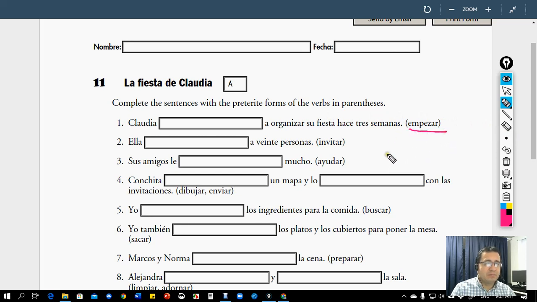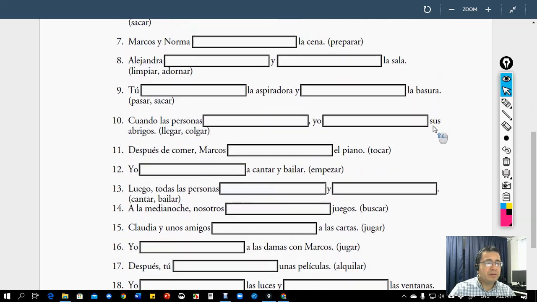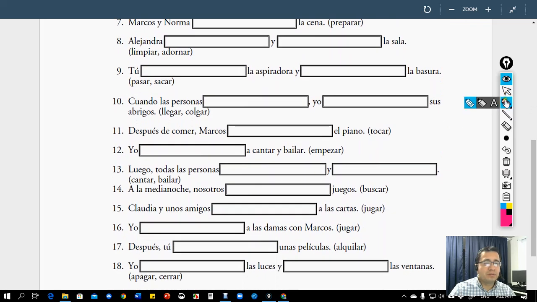Empezar, invitar, ayudar. Empezar is to start, invitar to invite, ayudar to help, dibujar, enviar. This is to draw, to send, buscar, to seek, sacar, to get out, preparar, to prepare. So let's move a little bit down here and let's continue.